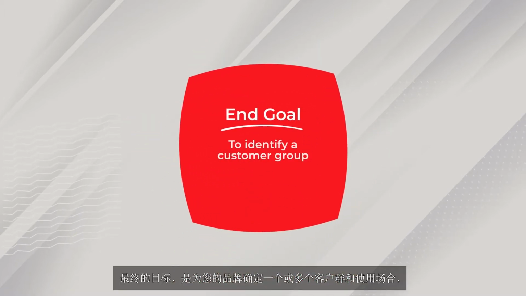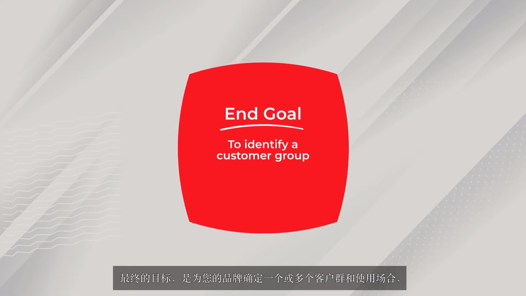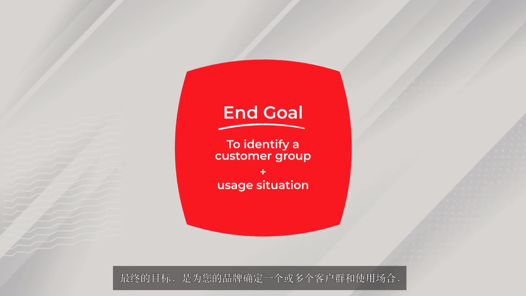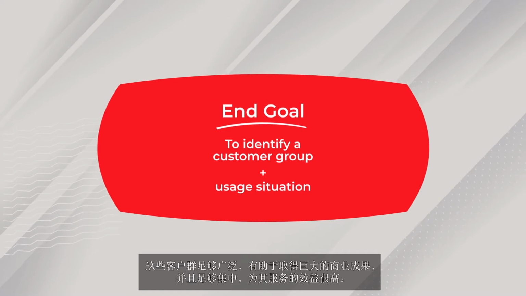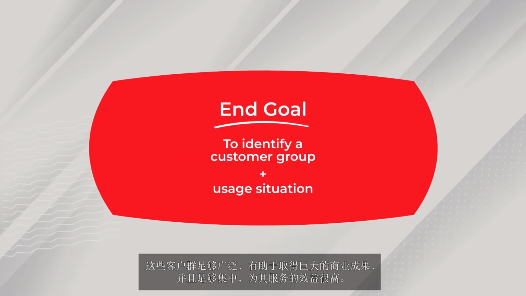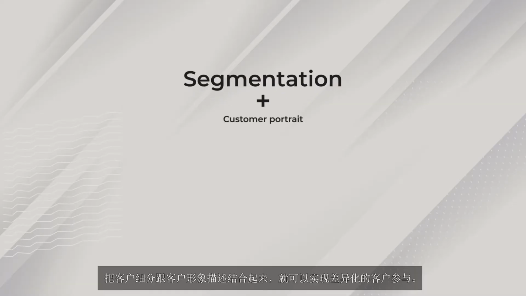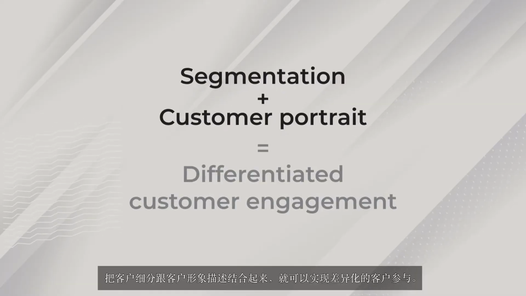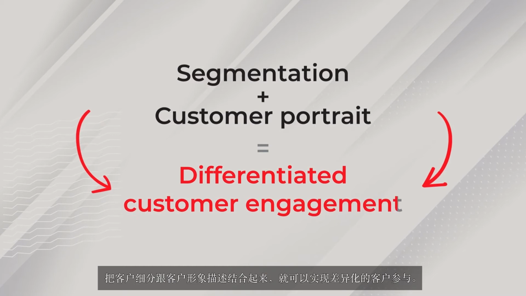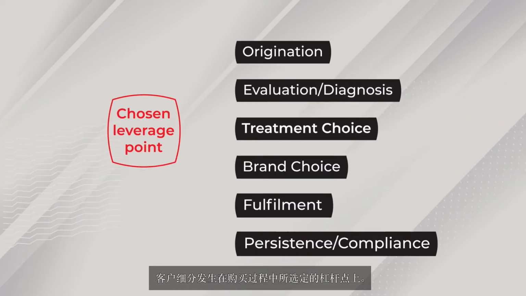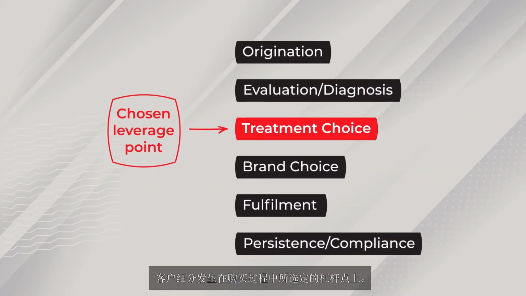The end goal is to identify a customer group or groups and usage situation for your brand, which is broad enough to contribute a substantial business result and compact enough to be addressed profitably. Combined with the customer portrait, this enables differentiated customer engagement. Segmentation occurs at the chosen leverage point in the buying process.